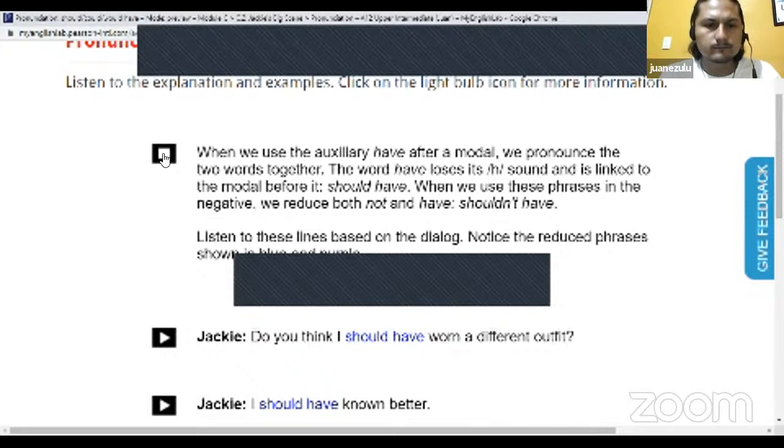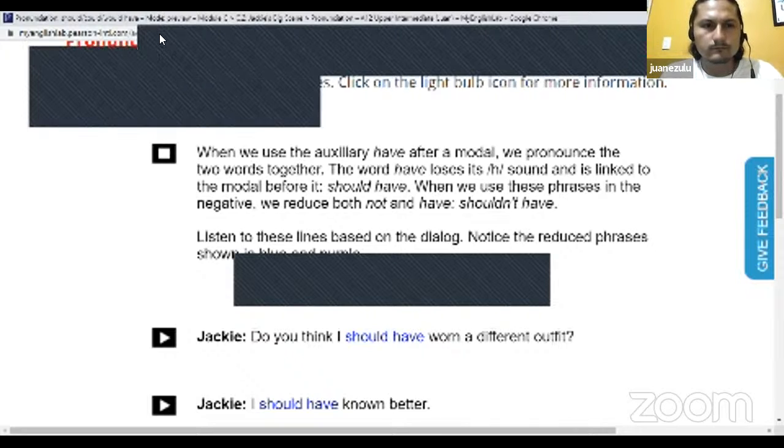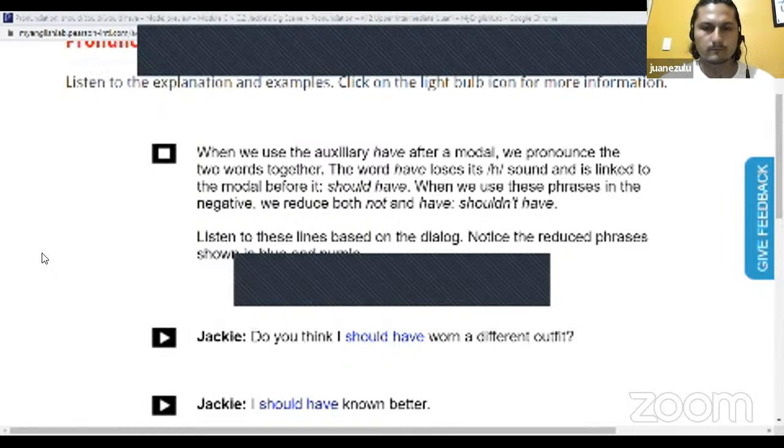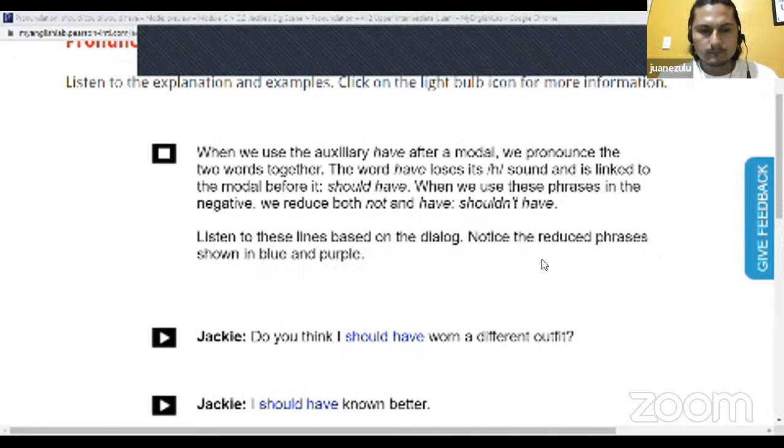When we use the auxiliary have after a modal, we pronounce the two words together. The word have loses its h sound and is linked to the modal before it, should've. When we use these phrases in the negative, we reduce both not and have. Shouldn't've. Listen to these lines based on the dialogue. Notice the reduced phrases shown in blue and purple.